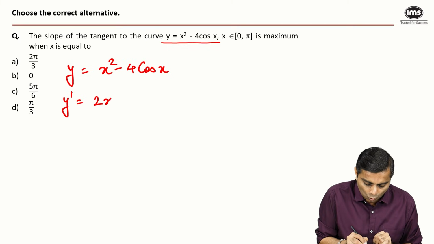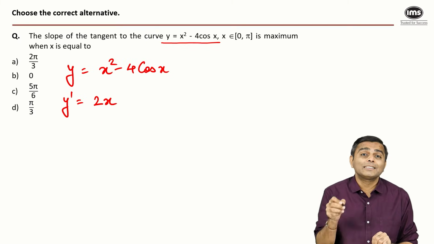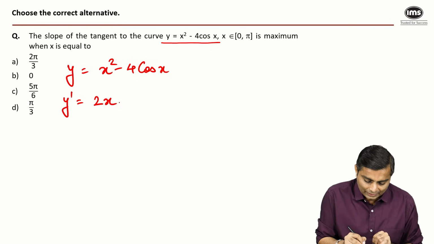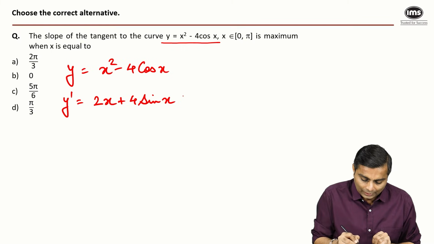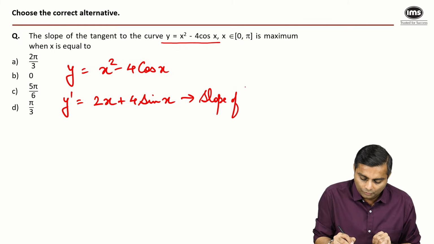So, this is 2x. And the derivative of cos x is minus sin x. So, minus minus plus, 4 sin x. Clear? This is nothing but the slope of the tangent. I hope all of you understand this.